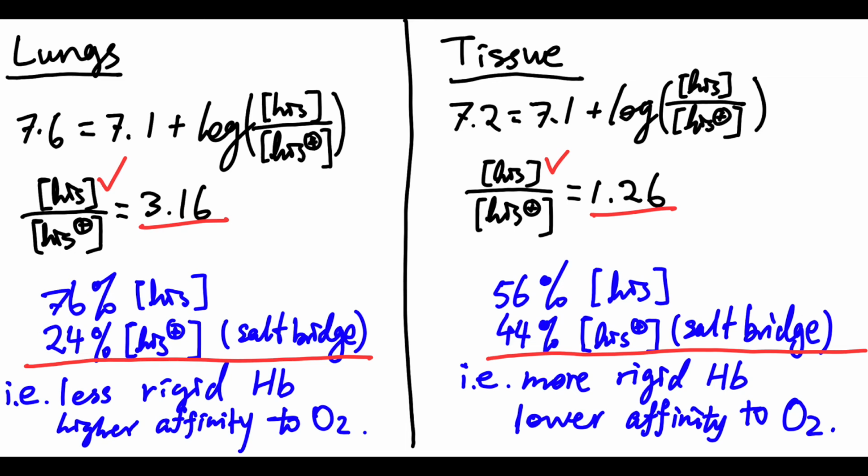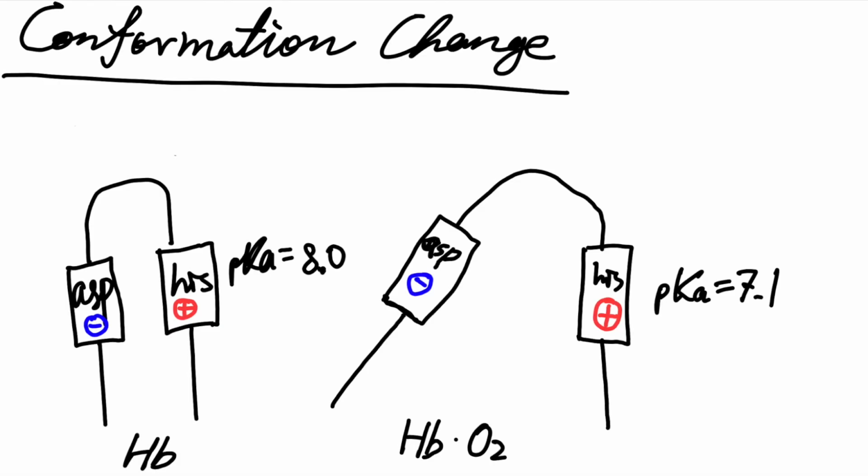In other words, hemoglobin has higher affinity to oxygen in lungs due to fewer salt bridges. This makes sense because it is a good approximation of our normal respiration process. However, this is only a part of the truth. You might remember from the previous sections that oxygen binding process can lead to a conformational change. Interestingly, the aspartate-histidine salt bridge is affected by this change.